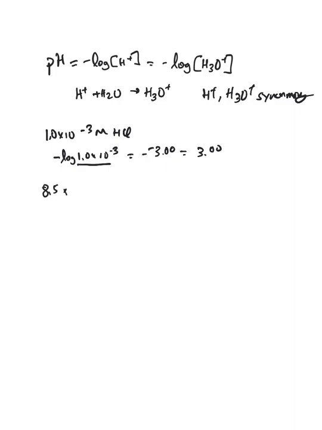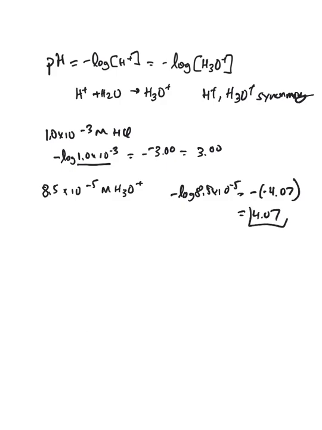Let's find the pH of 8.5 times 10 to the minus 5 molar hydronium ion. So we're going to do minus the log of 8.5 times 10 to the minus 5, and plug that into your calculator. And you get 4.07. And so that answer will be 4.07. Now you're questioning me at this point, what about sig figs?